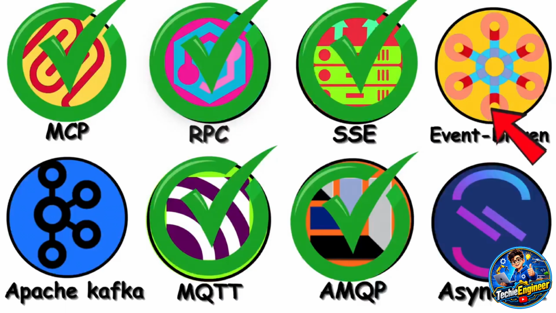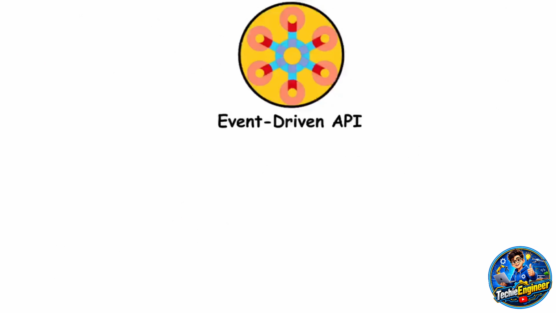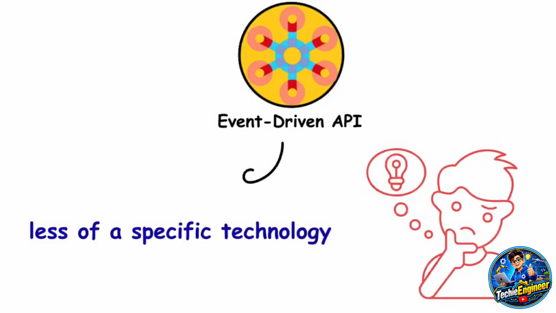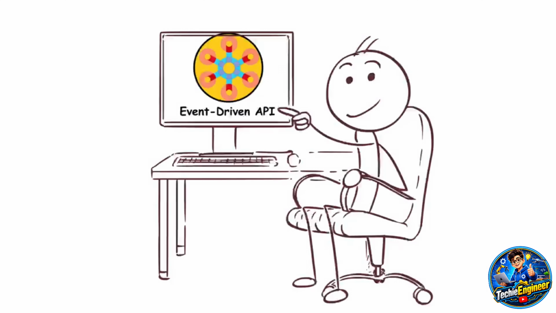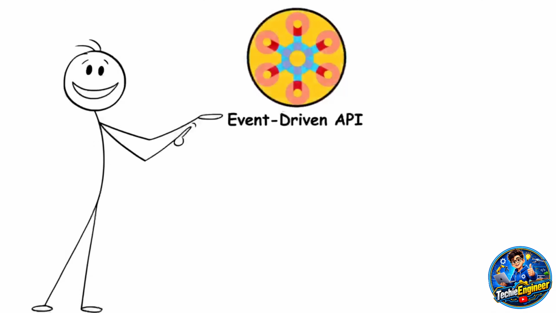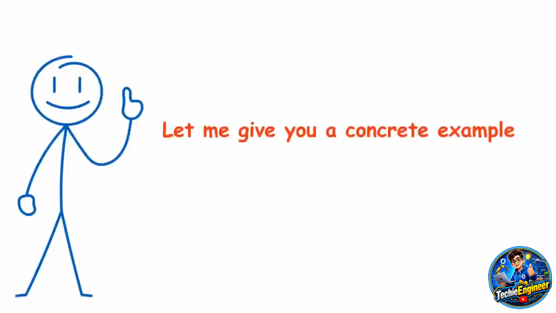Event-driven API. Event-driven architecture is less of a specific technology and more of a way of thinking about how services communicate. But it's super important, so stick with me. Traditional architecture is like a phone call. Service A calls Service B, waits for an answer, then does something with it. Event-driven flips that completely. Let me give you a concrete example.